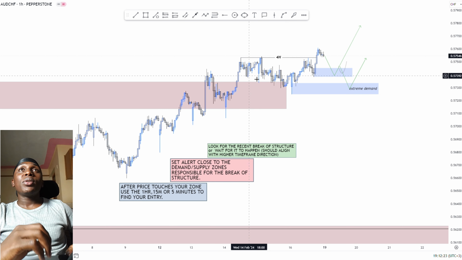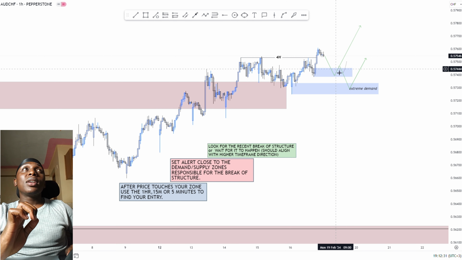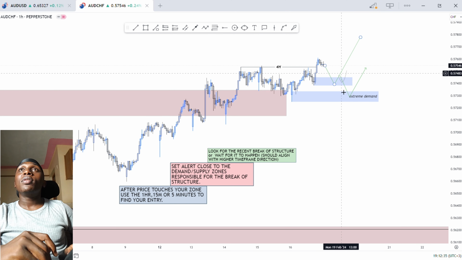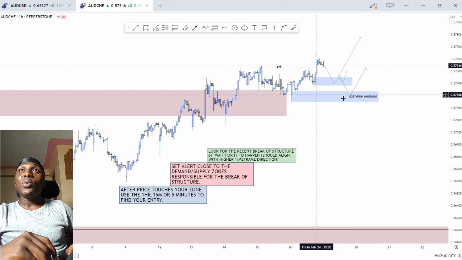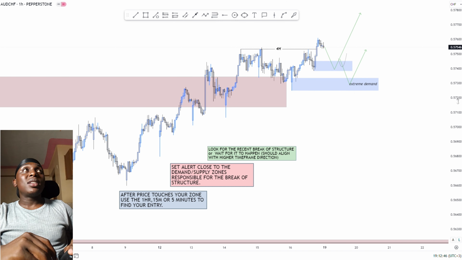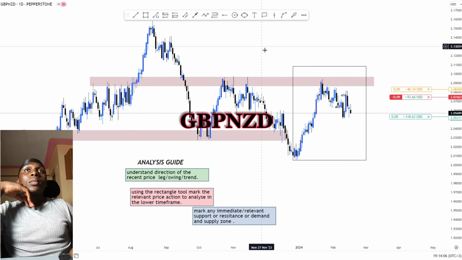So the first scenario is if price comes to this demand zone and successfully gives me an entry confirmation, I'll take a long position and ride the move, and if the price continues down lower, I'll wait for price to touch this extreme demand zone, and then I'll buy off the demand. So that's it for AUDCHF. Let's go to the next currency pair.